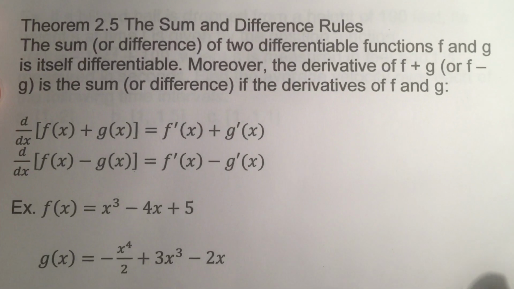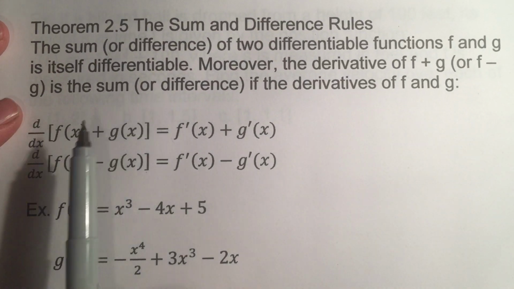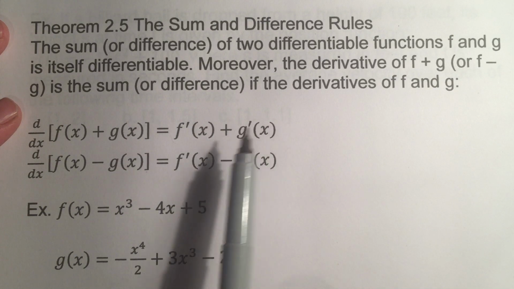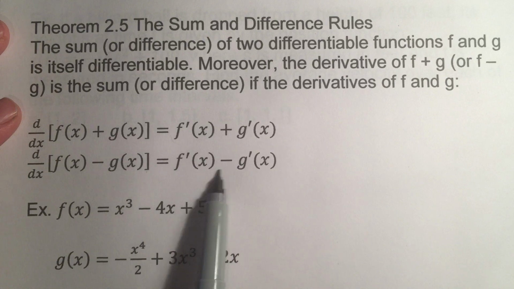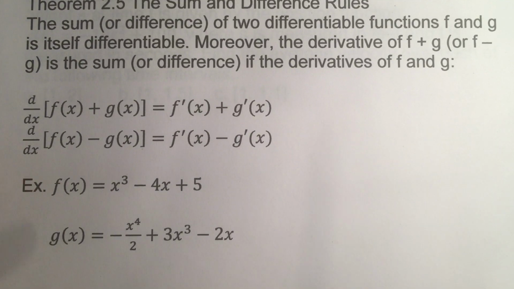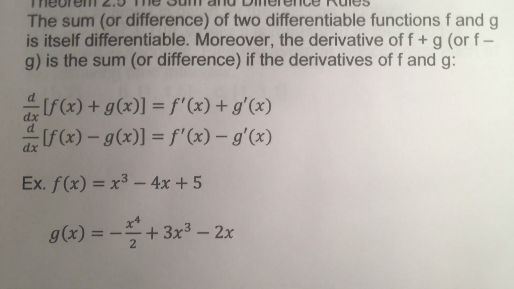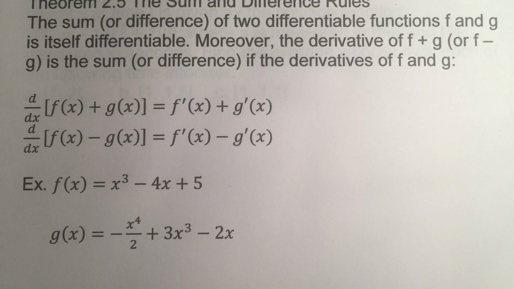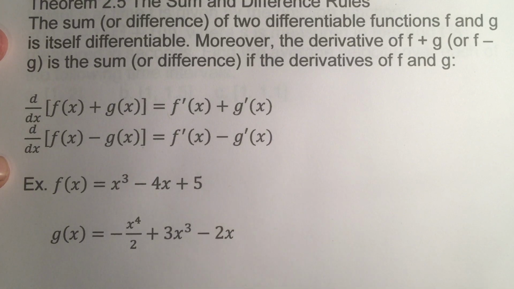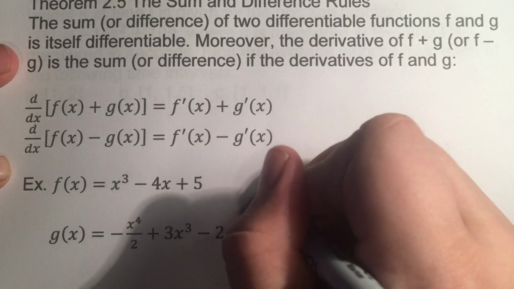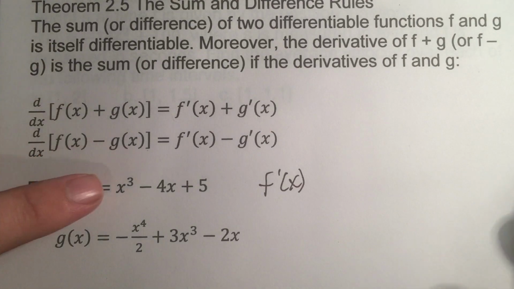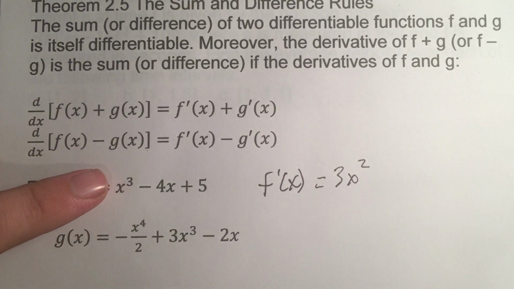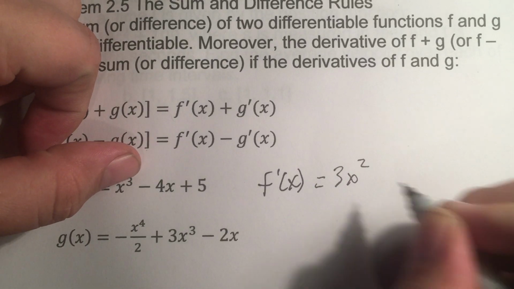Now, the sum and difference rules are really just saying that if you have functions that are added together, you just do the individual derivatives and then you add them together. Subtraction, same thing. So this is where, when we have multiple terms, we're just going to do the power rule with each one and move on. So f prime of x. Derivative of x to the third, 3x squared. Bring the 3 in front, subtract 1 from 3, we got that.